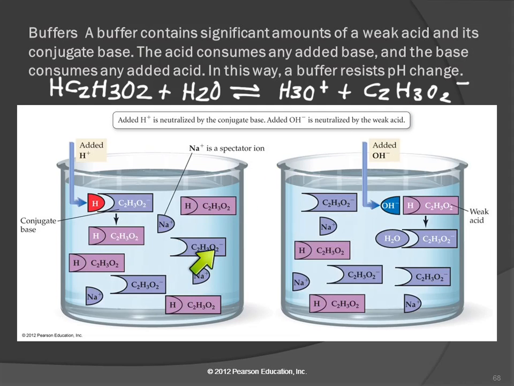So here we have the conjugate base and the acid, and they are both present. So when we add hydrogen ions to this, the hydrogen ion can react with the conjugate base, forming some more of the acid. If we add hydroxide to it, the hydroxide will react with the weak acid and form some of the conjugate base. The pH will not change significantly. And you're going to look at that in lab today.